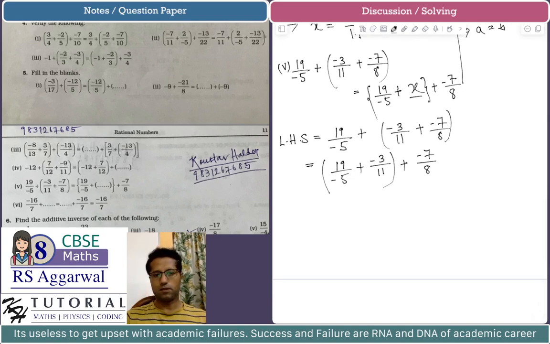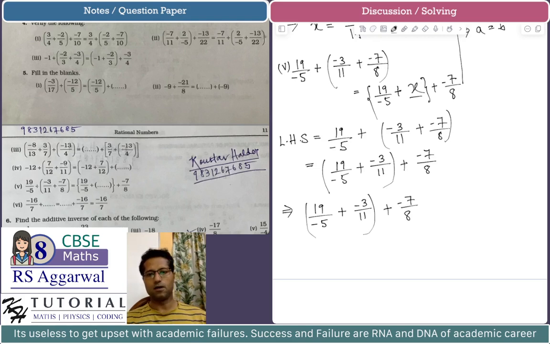Now this implies that 19 by minus 5 plus minus 3 by 11 plus minus 7 by 8, which is our simplified form of the given LHS, should be equal to the given RHS, that is 19 by minus 5 plus, actually it was given fill in the blanks, but we have assumed that the rational number in the fill in the blanks is x. So we have this.